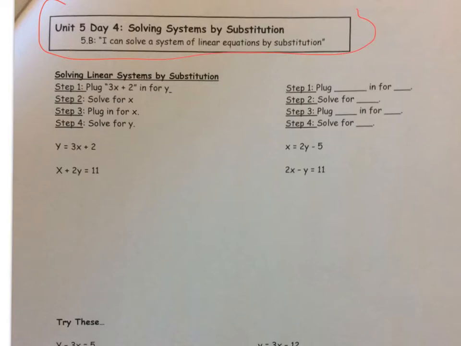So today we're doing a new method. We've done graphing for 3 days now. Today we're practicing with substitution. Okay, so what does substitution mean? Well, it means we're going to plug something in for something else.